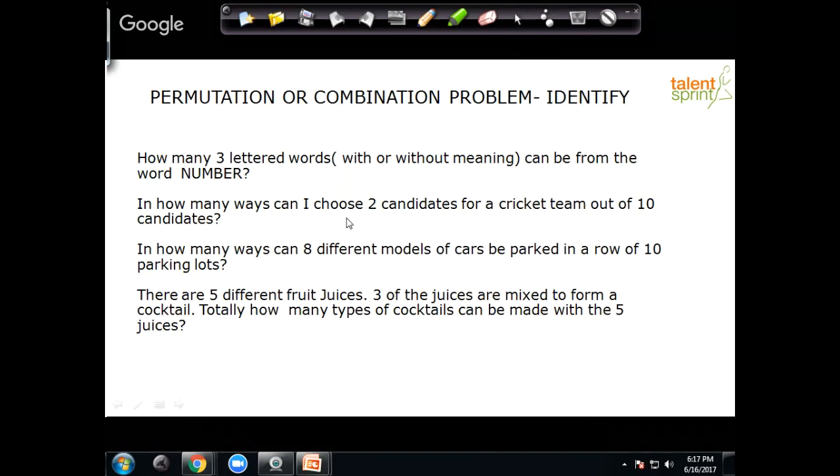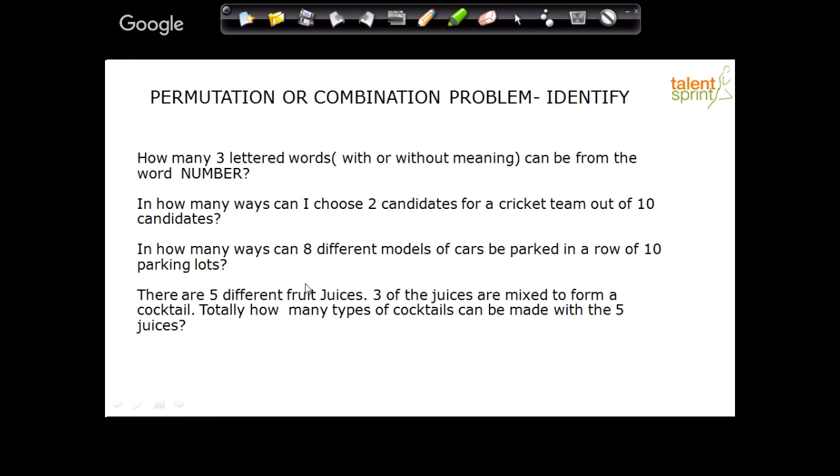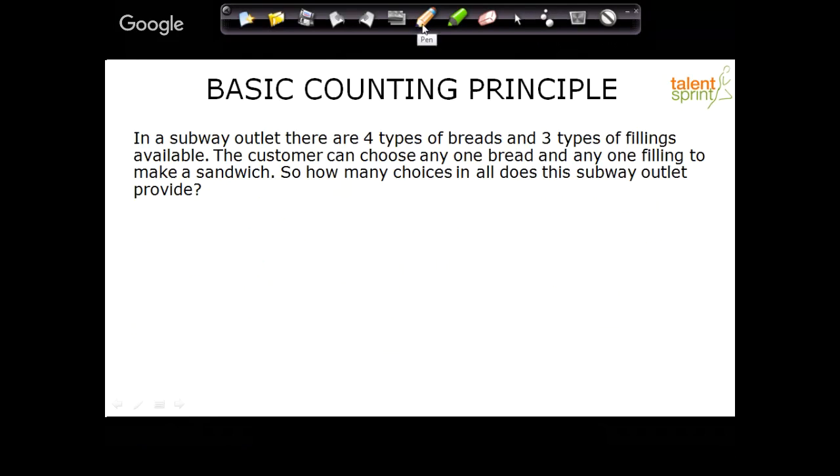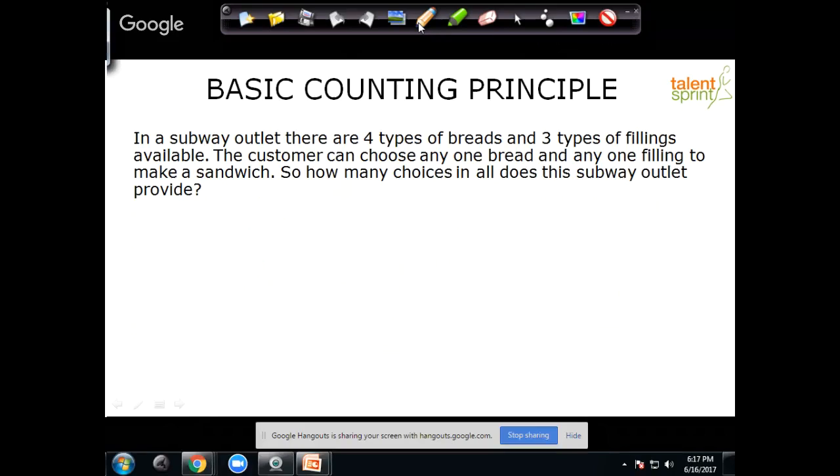It is again arrangement, and then you have to subtract the cases that are not required. So let's move on to the next question. The next question is from the basic counting principle.